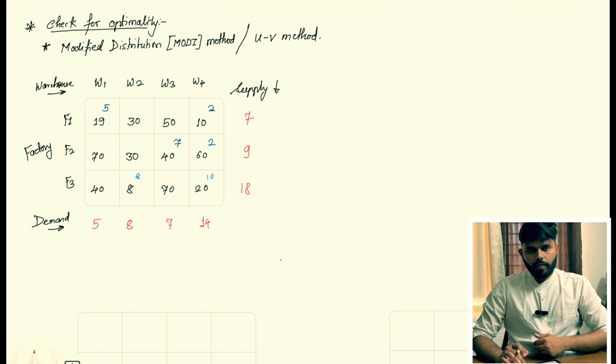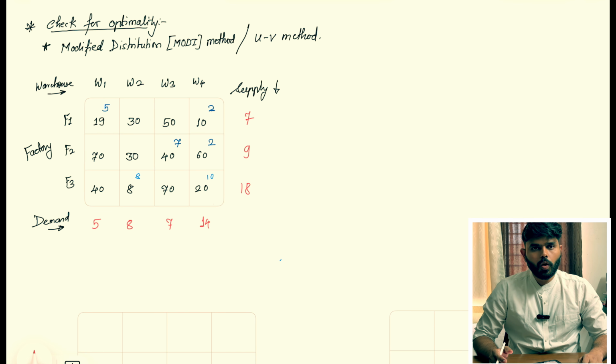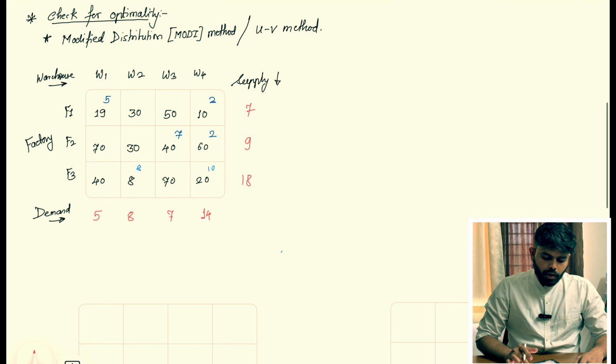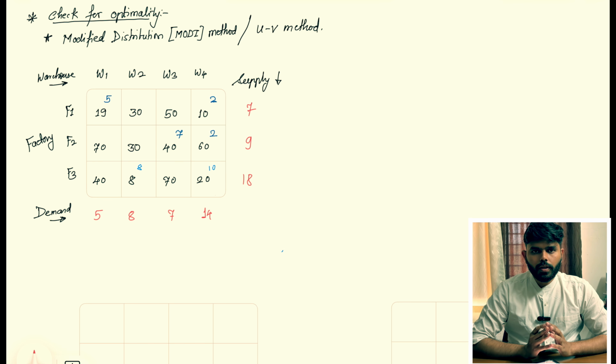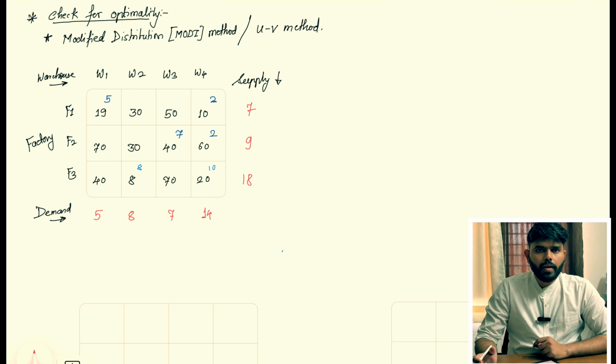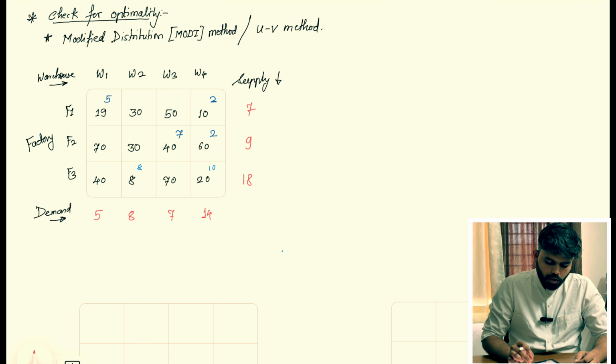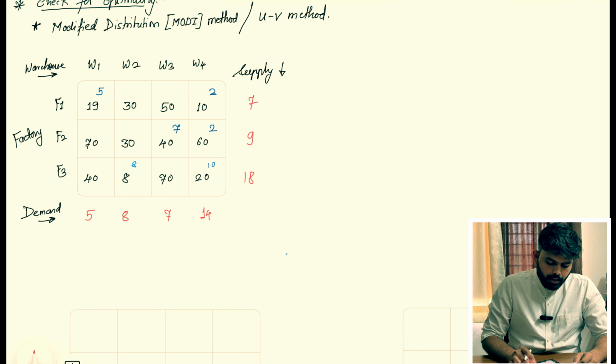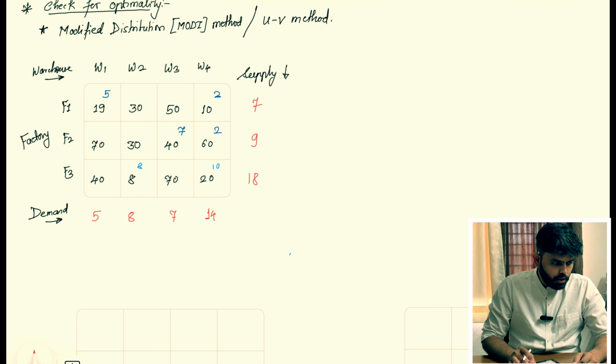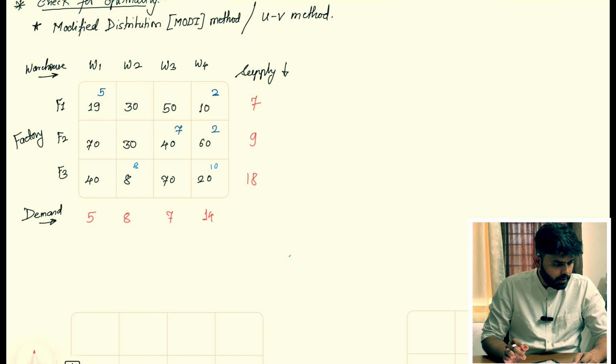So in this lecture we will be checking the optimality, or finding the optimum solution. If you remember, in the previous lecture we solved one numerical by Vogel's approximation method. Now we will be testing the optimality of the same numerical by the modified distribution method, which is also referred to as the UV method. On the screen it is visible that this particular numerical was initially solved by Vogel's approximation method.